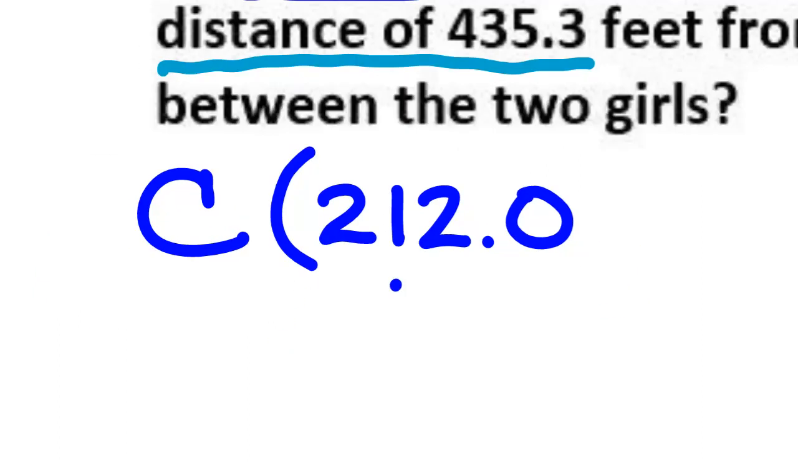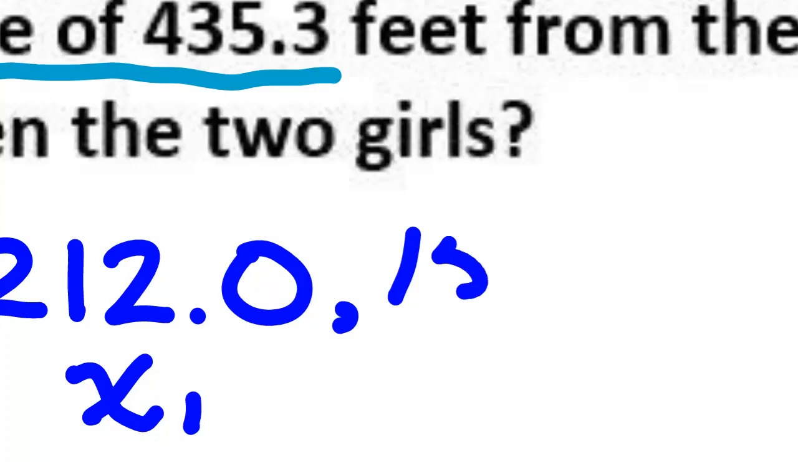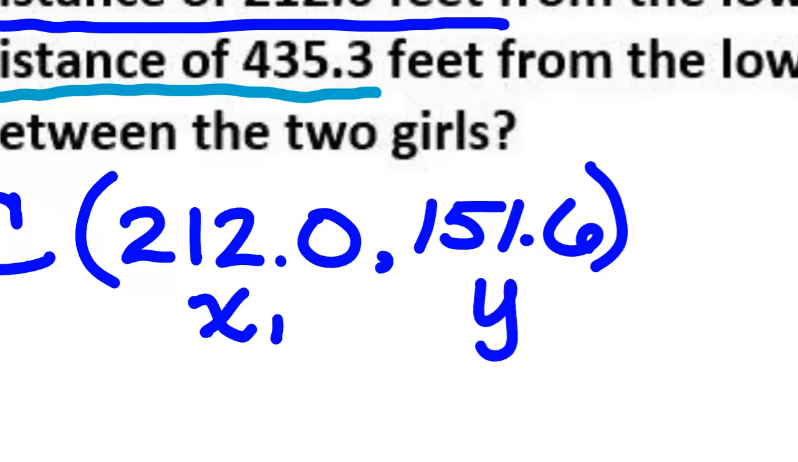212.0 is my X. We're going to call this our X1. And then the y goes up and down, and that would be which number? 151.6, the height. 151.6. So there's my y1. So I have my x1 and my y1 for Chelsea.